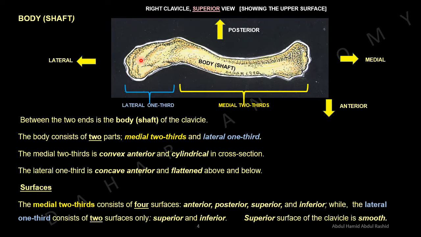Surfaces of the clavicle. The medial 2/3, because it is cylindrical, consists of four surfaces: anterior surface, posterior surface, superior surface, and inferior surface. Lateral 1/3, because it is flattened, consists of two surfaces only, superior and inferior. Superior surface of the clavicle is smooth.